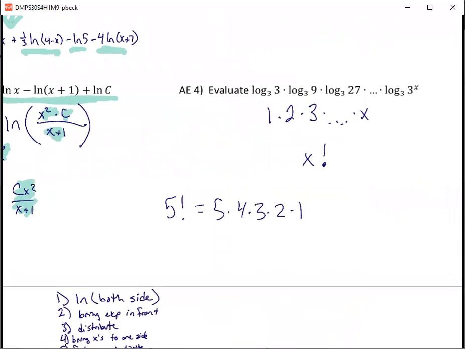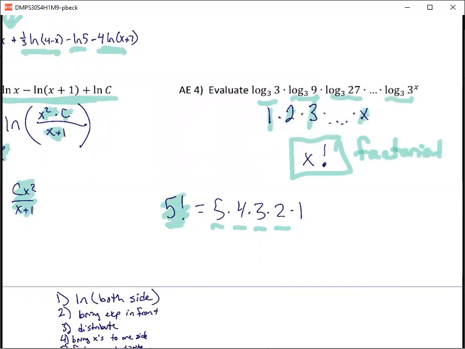Property number 4, one of the things that we're going to do is just work with it that log base 3 of 3 is 1, log base 3 of 9 is 2, log base 3 of 27 is 3, et cetera, all the way up to x. Now, the idea behind this was showing that this turns into what we call x factorial. What x factorial means, in this case, 5 factorial, is 5 times 4 times 3 times 2 times 1.